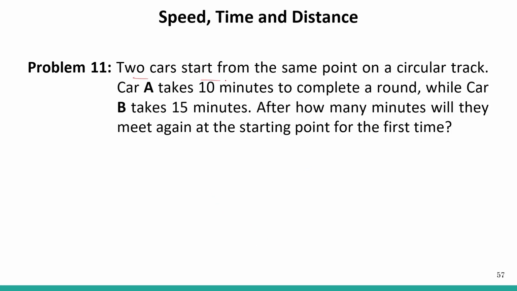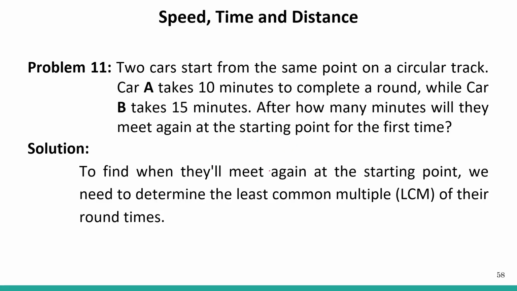Two cars start from the same point on a circular track, and car A takes 10 minutes to complete the round, while car B takes 15 minutes. After how many minutes will they meet again at the starting point for the first time? For the first time is written here. Okay, this is a key term that you need to remember. So to find when they will meet again at the starting point, we need to find the least common multiple of their round times.